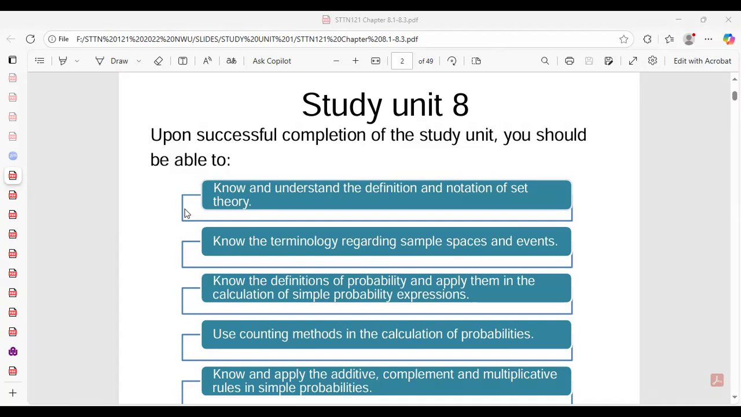Okay, the first chapter is chapter 8. I believe that students who are doing STTN 121 this semester, the second semester, did STTN 111 last semester. And the last chapter on STTN 111, excluding chapter 12, which was theory, was chapter 8.